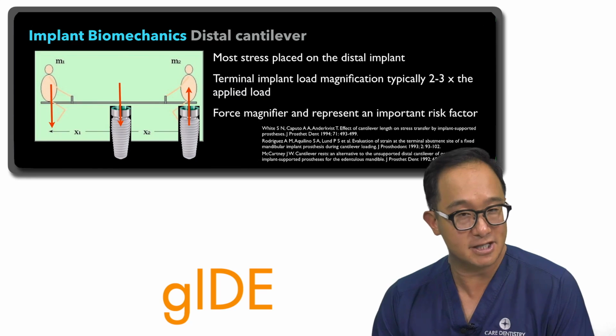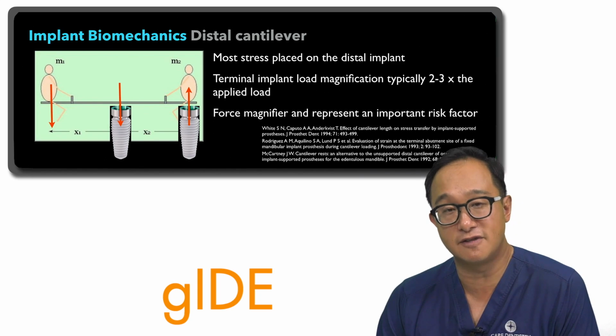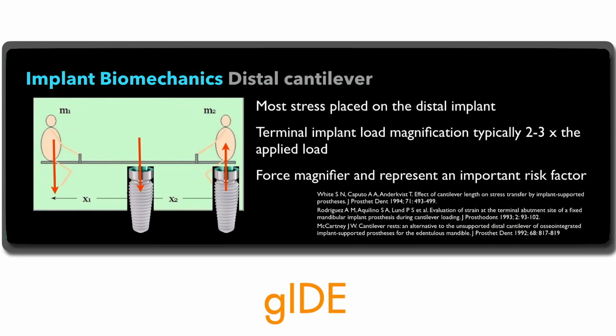So the AP spread is very important because remember, the cantilever forces are the most destructive forces in implant dentistry. It's a bit like a seesaw. So when the patient loads the prosthesis on the cantilever, it's applying compressive forces to the most distal implant and more tensile forces to the more anterior implants. But the most stress is always placed on the most distal implant.